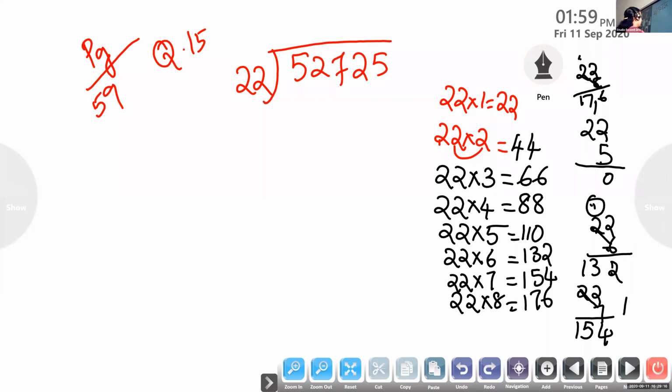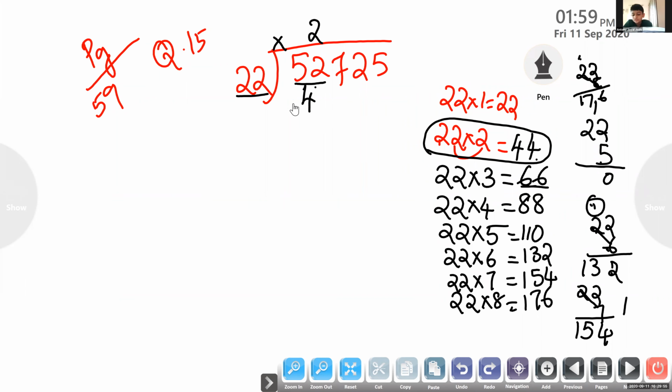So what do we have to do now? Yes, Agni, please unmute. Okay. Here we have 2 digits, and we will first check our 2 digits. If they are bigger than our divisor, we can divide. Now please check from the tables and tell me by which number we can multiply 22. 2. Okay, 22 multiplied by 2, because after 44 comes 66, which we cannot take from 52. So 22 multiplied by 2 is 44.